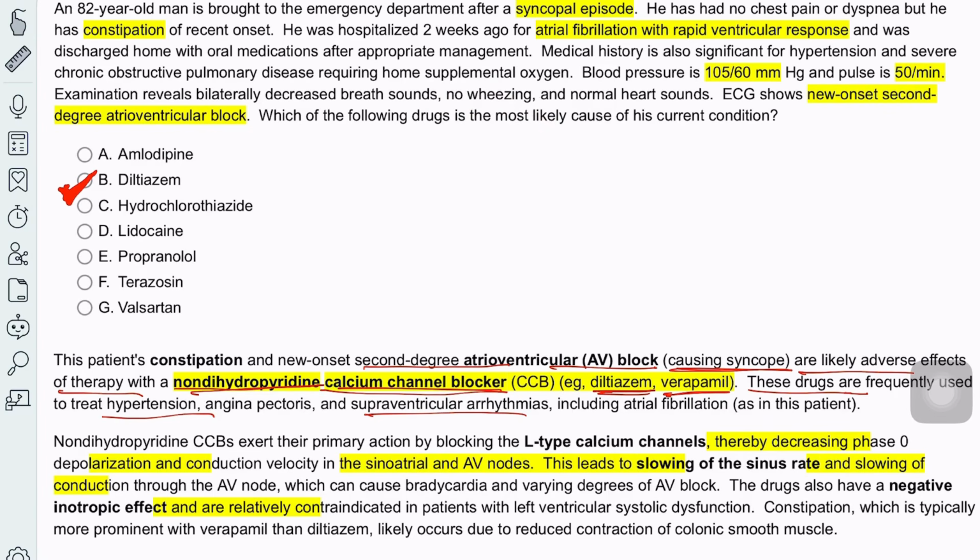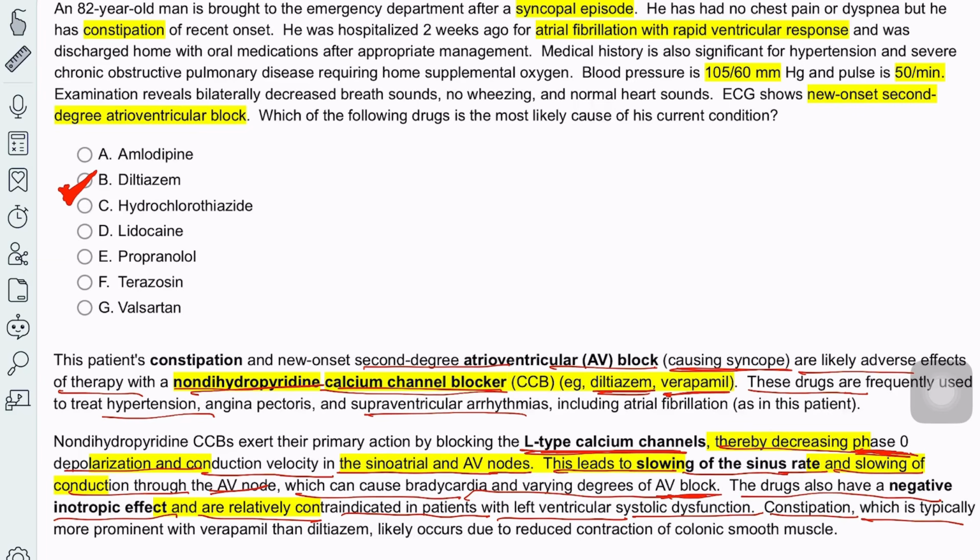Non-dihydropyridine calcium channel blockers exert their primary action by blocking the L-type calcium channel, thereby decreasing the phase 0 depolarization and conduction velocity in the SA node and AV node. This leads to slowing of the sinus rate and slowing of the conduction through the AV node, which can cause bradycardia and varying degrees of AV block. The drugs also have a negative inotropic effect and are relatively contraindicated in patients with left ventricular systolic dysfunction. Constipation, which is typically more prominent with verapamil than diltiazem, likely occurs due to reduced contraction of the colonic smooth muscles.